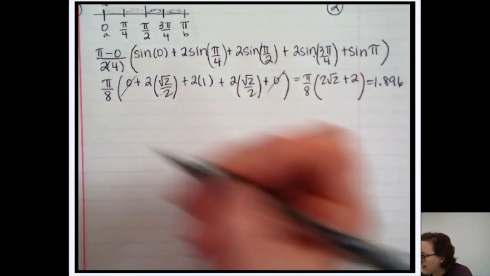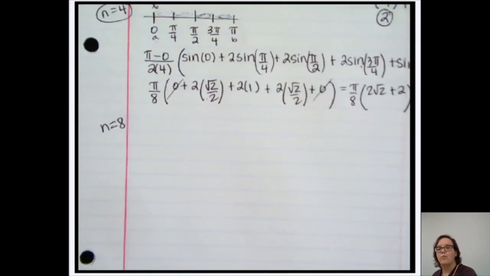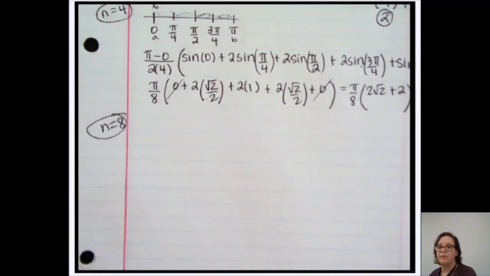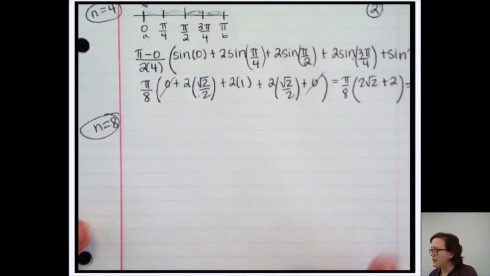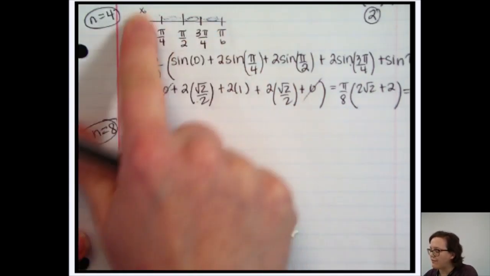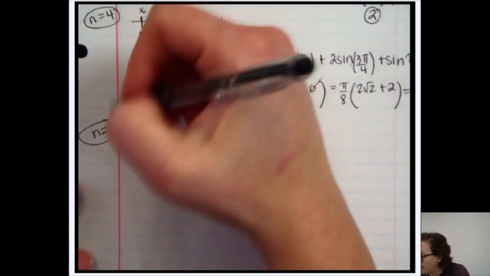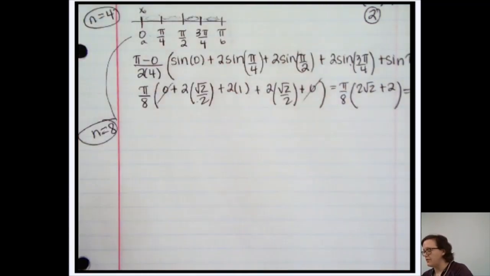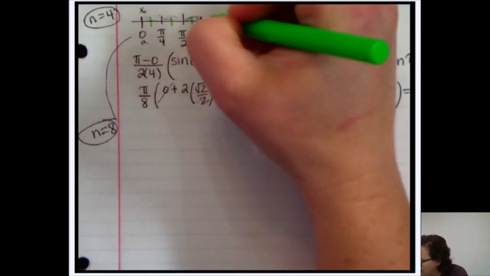Or n is 4. Now, let's try it again and see n equal 8. So what did we say would happen when we had more intervals? Well, we said that we would have an even closer approximation. So all we have to do now is, here we had 4 intervals, now we just need to cut those in half. So I'm going to use that same chart. I'll use a highlighter, I guess. And I'm going to cut all these in half.